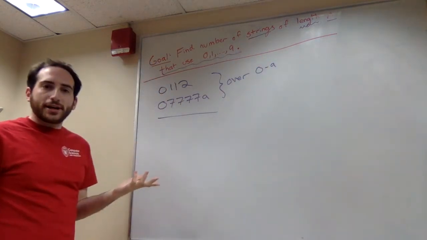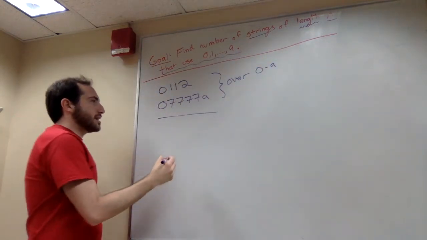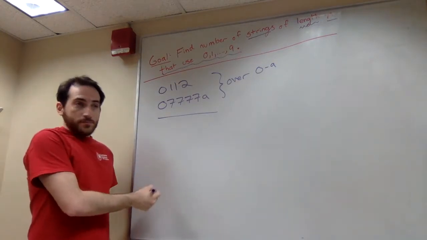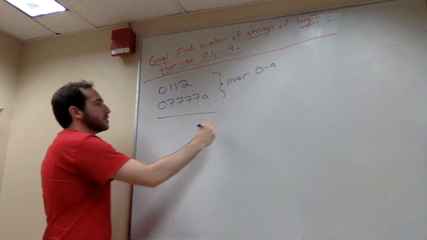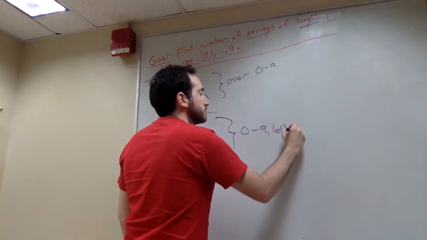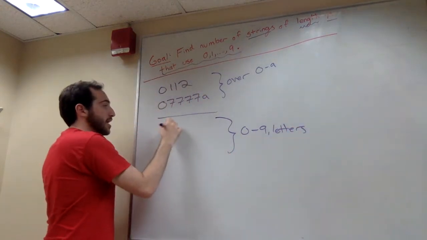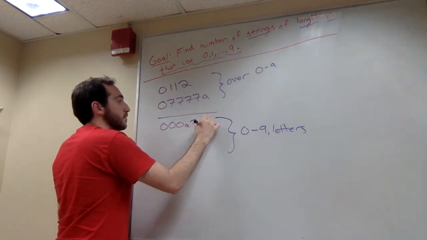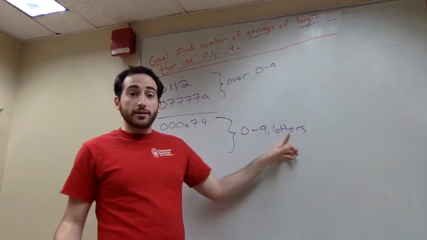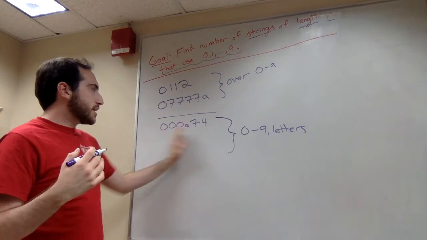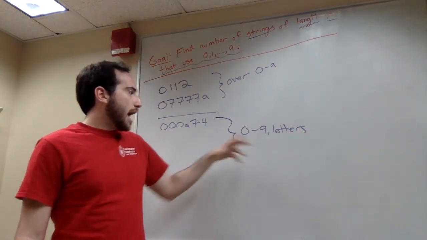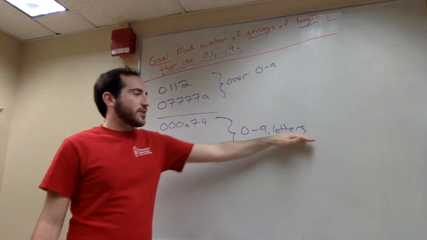But we could have other strings, yeah? I could say that it could be over the numbers 0 through 9, or you could have letters. So 0 through 9 and letters. So then 0, 0, 0, A, 7, 4 would be a valid string over 0 through 9 and letters, because all the characters come from this set of characters. I am only using things that I am allowed to.